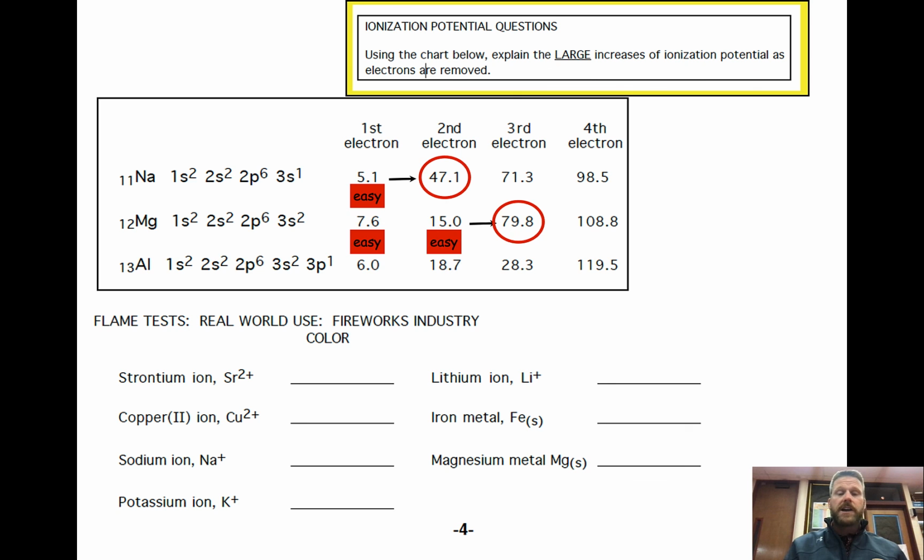You'll notice another similar trend for aluminum. Doesn't require a lot of energy to remove the first electron. Second electron's not that bad. Third electron's not that bad. But then all of a sudden it jumps up from 28 to 119. Why are we getting these large jumps in ionization energy? Why is it harder to remove those electrons? So what's going on? Why are these big jumps happening?